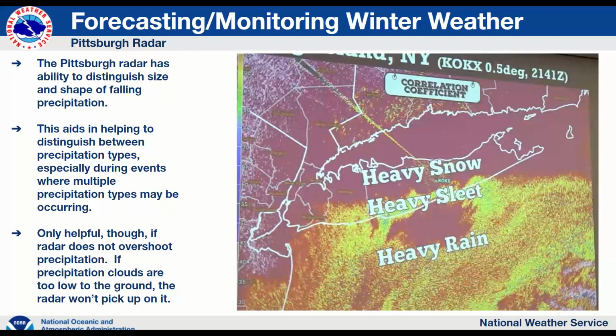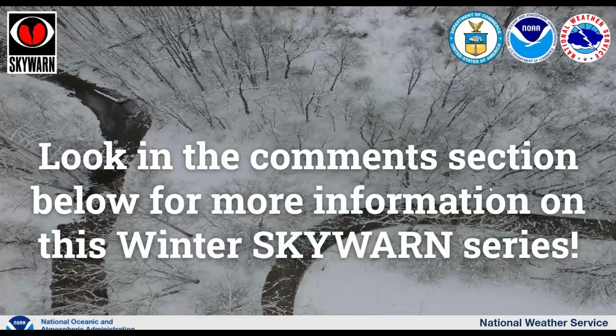So a lot of times, while we have these systems and things like radar to see the precipitation, it's still really helpful to have surface observations and reports that let us know what's going on, because we may not be getting the full clear picture. So that's just a little bit of a glimpse into the different weather tools that National Weather Service Pittsburgh meteorologists may use during a winter season.